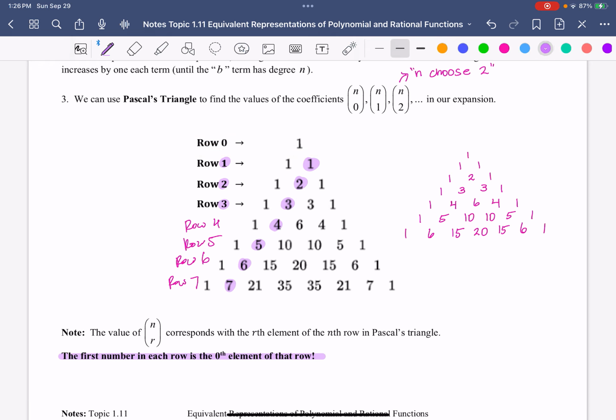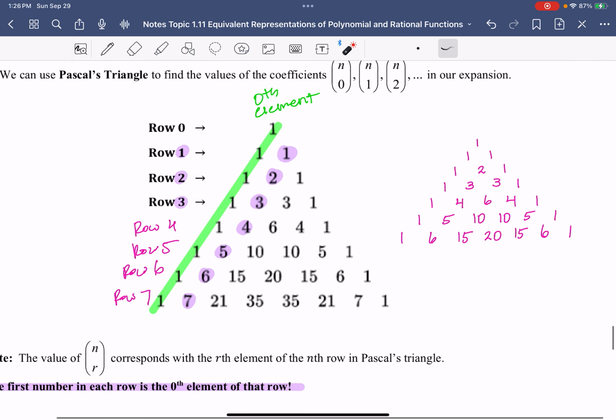And then in addition to that, all of these here are considered your 0th element. You're not counting from 1, even though the numbers are 1, okay? The first number in each row is the 0th element of that row. So when you start counting, you're never going to use this one.